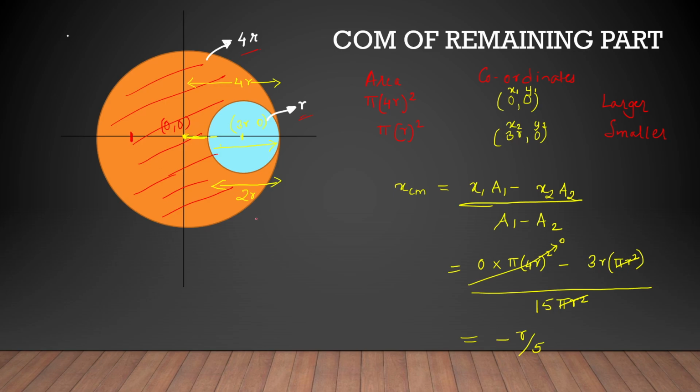Okay, minus. If we try to find ycm, we see y1 is also 0, y2 is also 0. So here y1 a1 which we would write would be 0 minus y2 a2. This term would also come to be 0. And here a1 minus a2, so this is of no use. Directly we get the answer as 0. So the center of mass of the remaining part shifts to minus r by 5, 0. There is no change in the coordinates of the y-axis, only the change is seen in the x-axis.